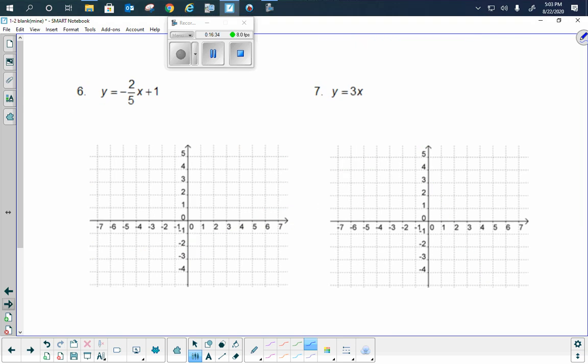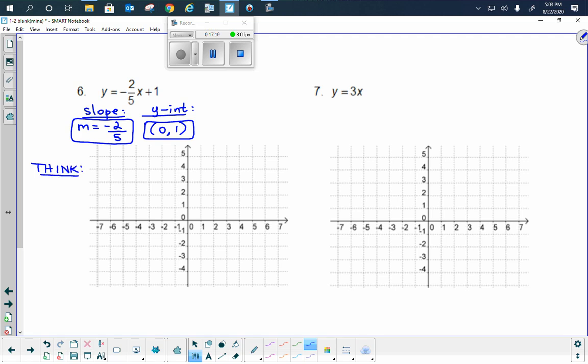That number 6 is in the correct form once again. So y equals mx plus b in the correct form. And therefore, I can just read slope off of here. So m equals -2/5. Remember, I'm putting that negative in the top horizontal fraction bar. My y-intercept is (0, 1).